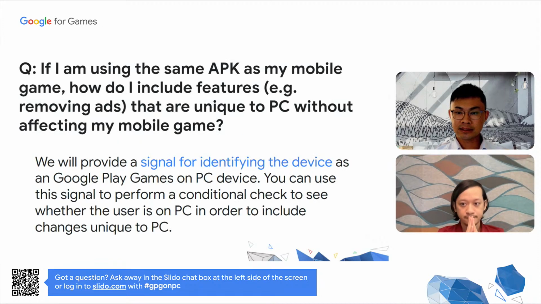Next question, if I'm using the same APK as my mobile game, how do I include features, for example removing ads, that are unique to PC without affecting my mobile game? We will provide a signal for identifying the device as a Google Play Games on PC device. You can use this signal to perform a conditional check to see whether the user is on PC in order to include changes unique to the PC.